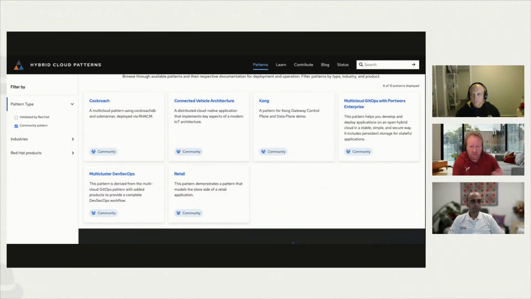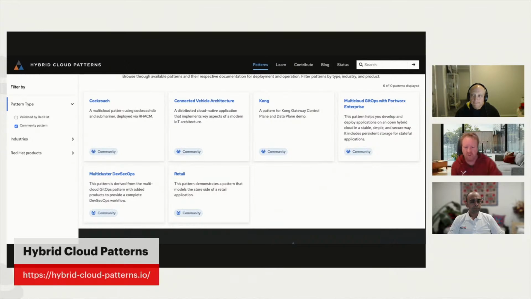When we do a validated pattern, there needs to be test plans, there needs to be presentations, there needs to be recorded demos, scripts for once you've deployed it, this is how you show it off. At the community level, it's more about, hey, I've done something and we think it's really cool, and it uses the same technical underpinnings. So we'd like to make it available to other people.